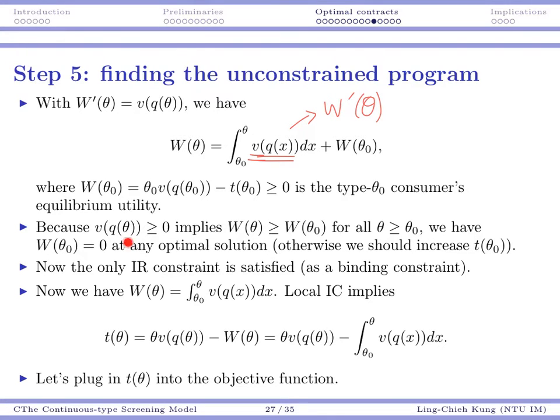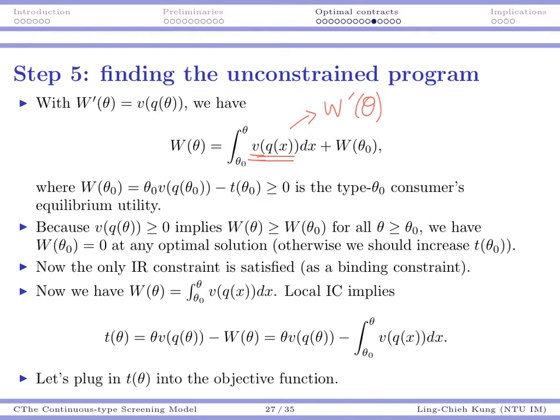First, V is a non-negative quantity. Okay, for any Q, V of Q is non-negative. This means that all the guys whose type is greater than theta 0 would earn more than the lowest type. Okay, would earn more than the lowest type. So that's something that you can understand.